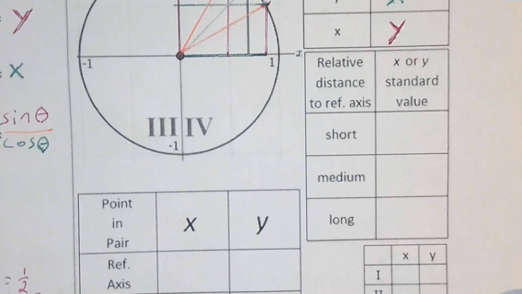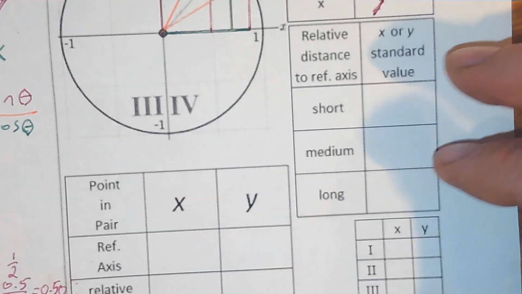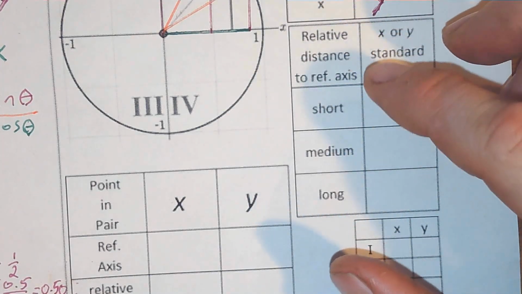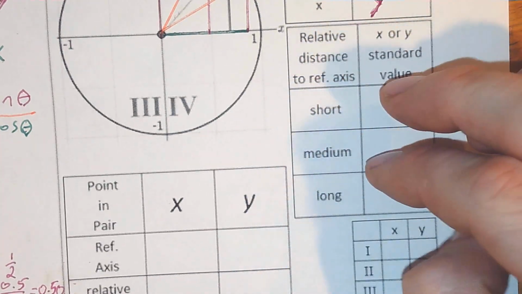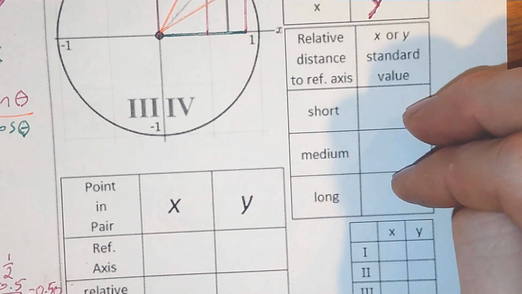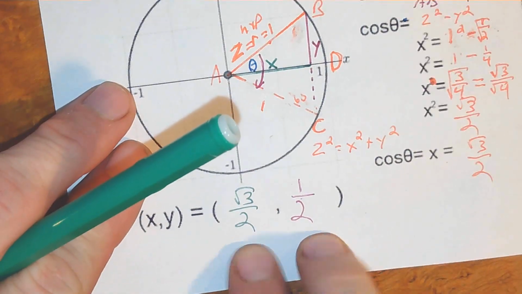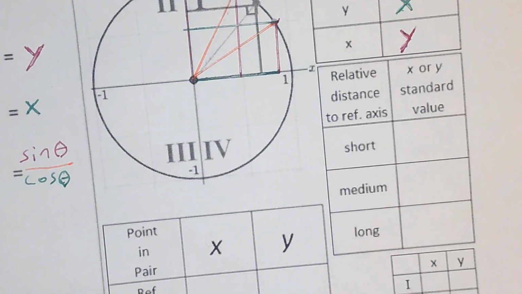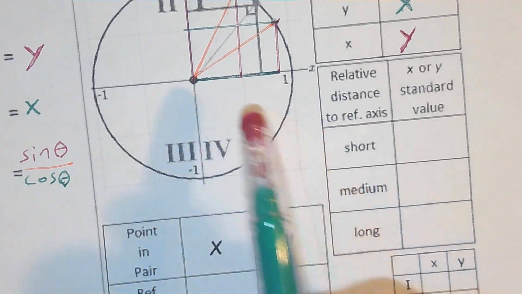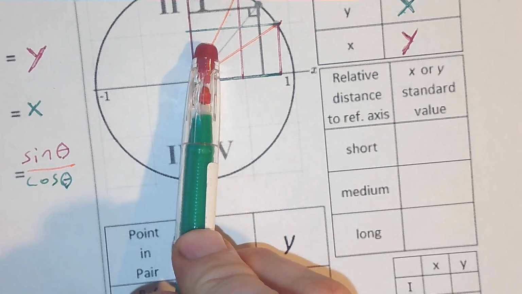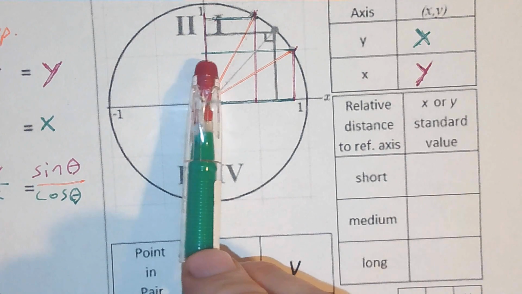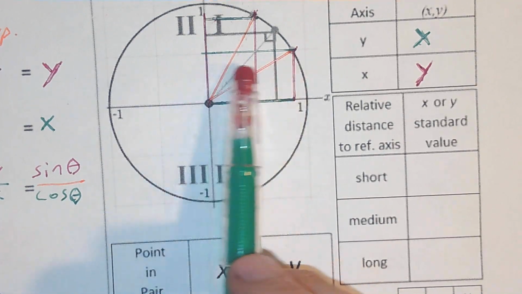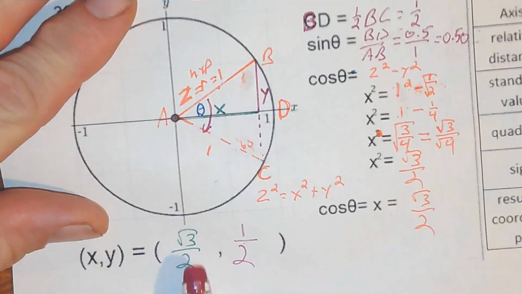All right, so now we're going to talk about the relative distance from the axis, so you know if it's x or y. And now we're going to talk about what the standard value is going to be. We've already identified two of them: 1/2 and 3 square root of 2. If you look at this green line here, just focus on the green line. The distance from the y-axis, the x value for this one, was 3 square root of 2.